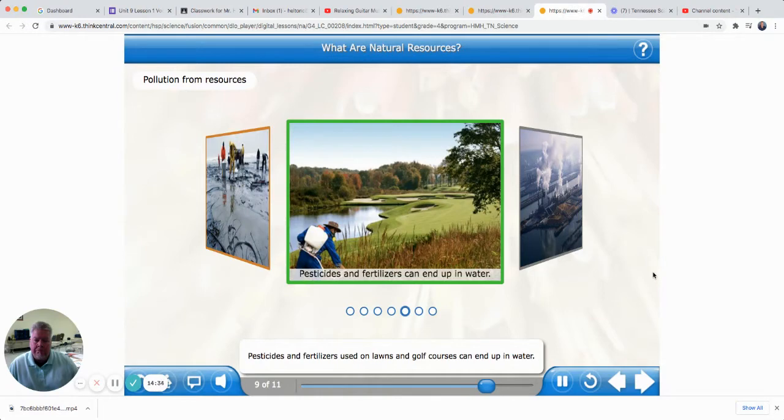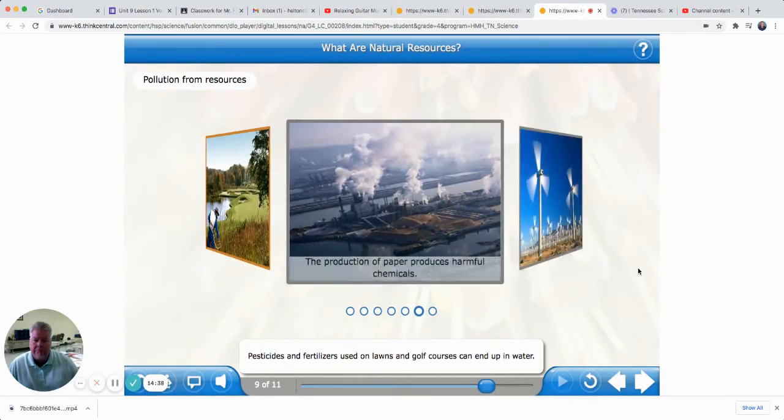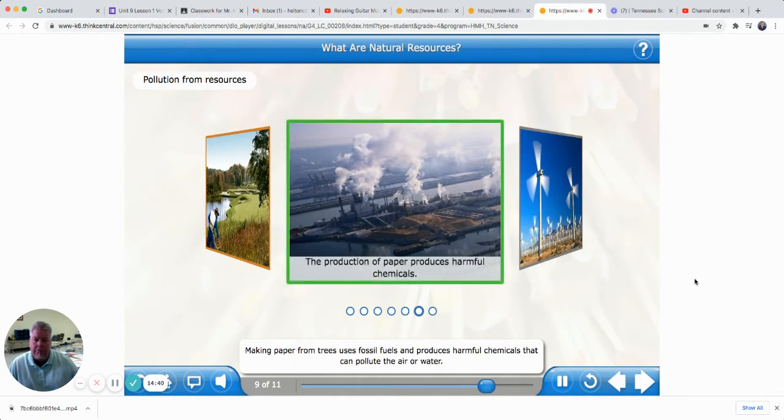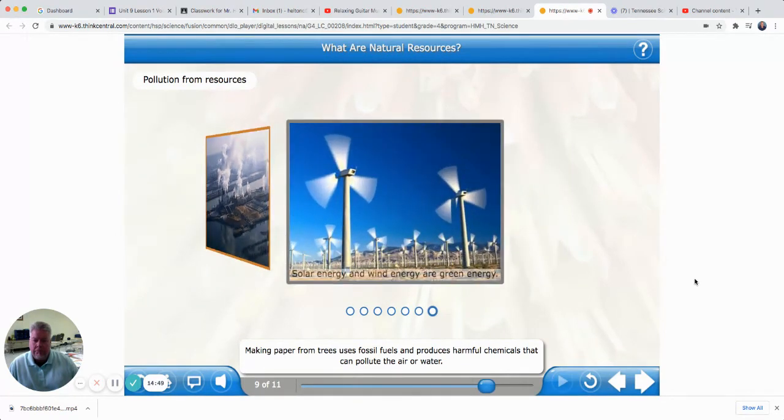Pesticides and fertilizers used on lawns and golf courses can end up in water. Making paper from trees uses fossil fuels and produces harmful chemicals that can pollute the air or water. Some natural resources such as solar energy and wind energy cause little or no pollution. They are examples of green energy. Green energy does not pollute and is renewable.